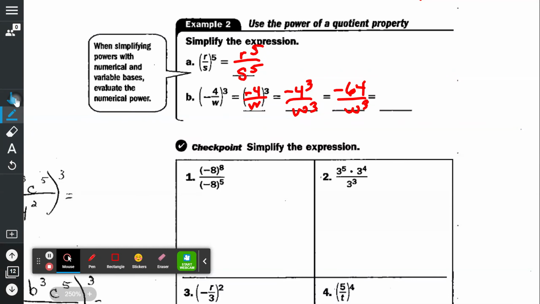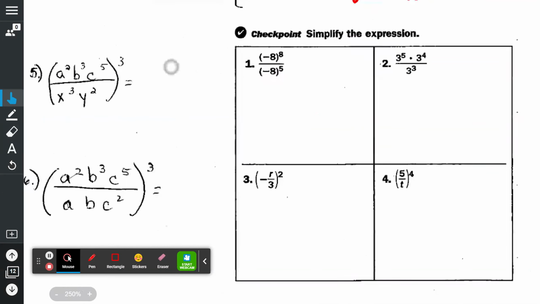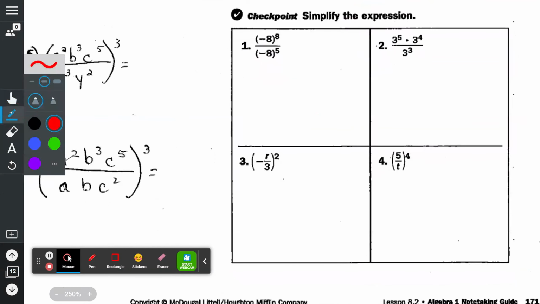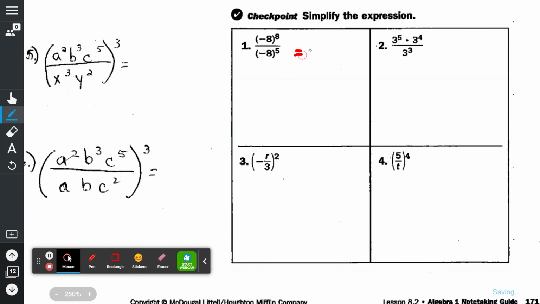Okay, so now let's look at the rest of these. So, number 1, negative 8 to the 8th over negative 8 to the 5th just becomes negative 8 cubed. Here, first I do 3 to the 9th over 3 cubed, and that becomes 3 to the 6th.